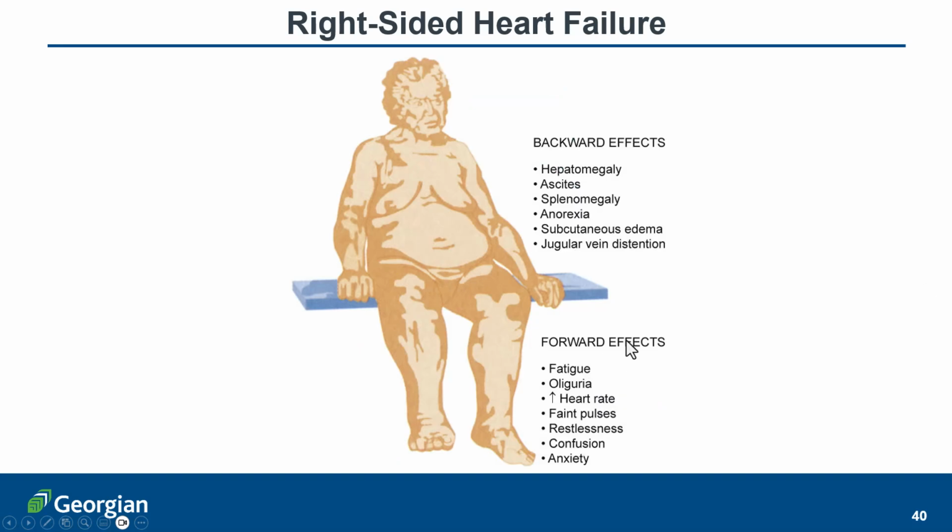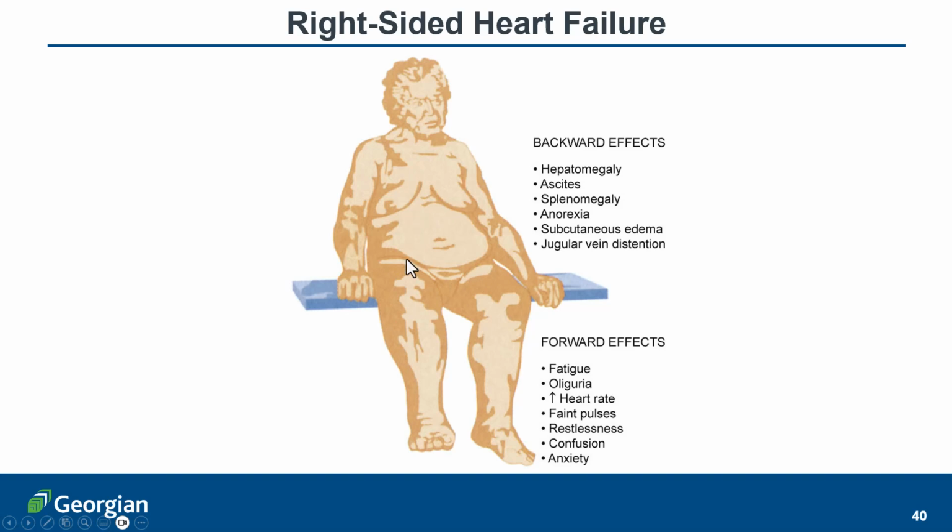So if you look at the forward effects of right-sided heart failure, they are completely identical to the forward effects of left-sided heart failure, including fatigue, and then restlessness, confusion, anxiety because of reduced perfusion to the brain, oliguria because of reduced cardiac output to the kidneys, tachycardia as a compensatory response, and faint pulses because of reduced cardiac output to the periphery. In terms of the backward effects of right-sided heart failure, they are completely different compared to the backward effects of left-sided heart failure. So here it's all about increased congestion in the systemic venous system.